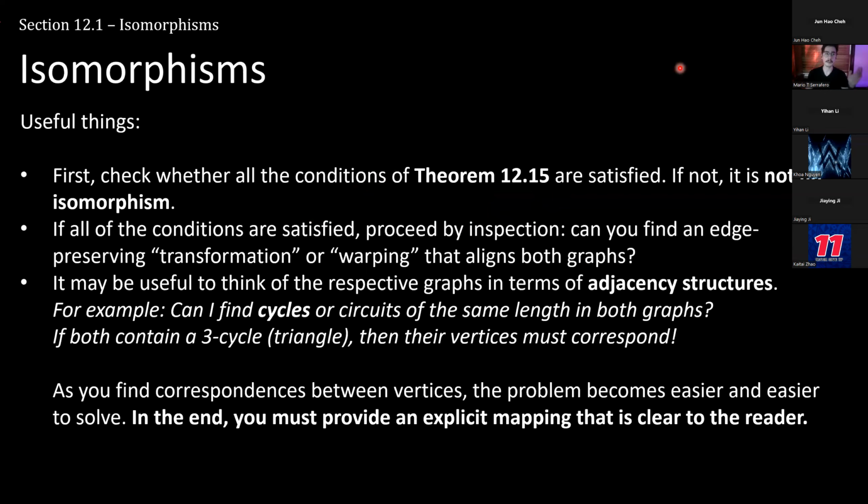Before we move on to the next section, just some useful things for you to keep in mind. First, you can check whether all the conditions of theorem 12.15 are satisfied. If at least one of them is not satisfied, then it's definitely not an isomorphism. If all of the conditions are satisfied, you can proceed by inspection first. You say, hey, can I find an edge preserving transformation or a warp that aligns both graphs?